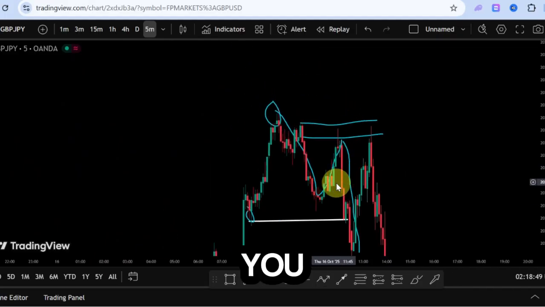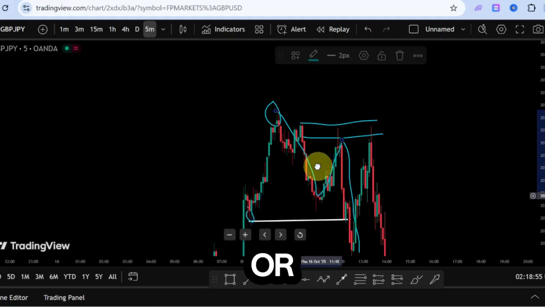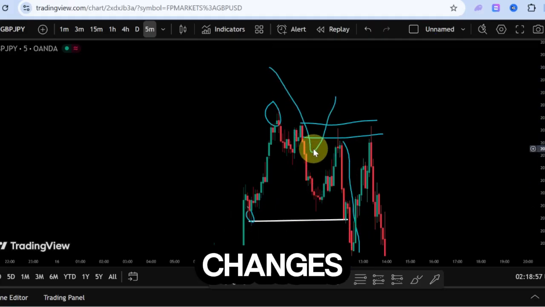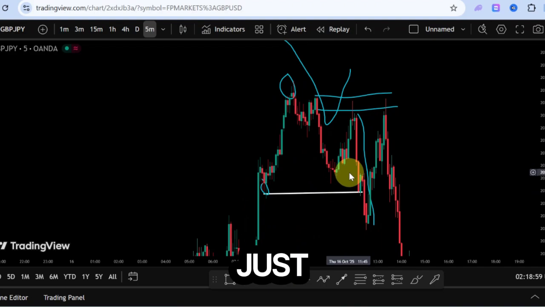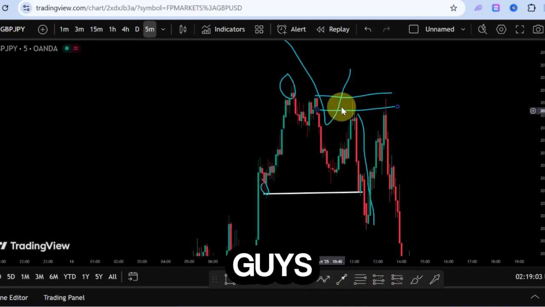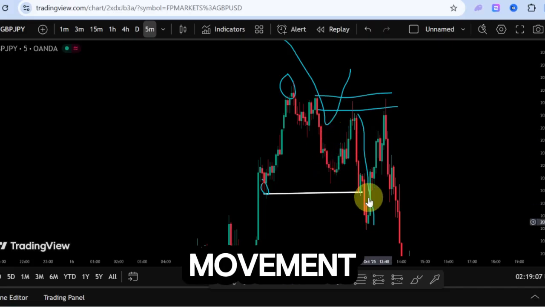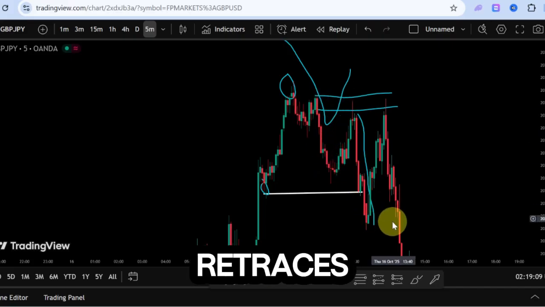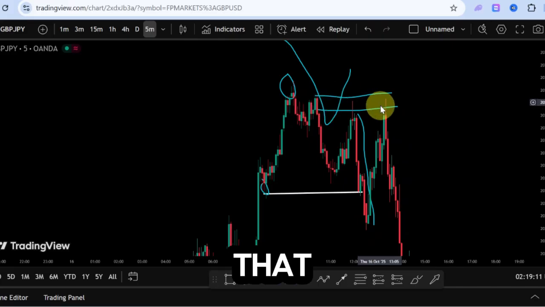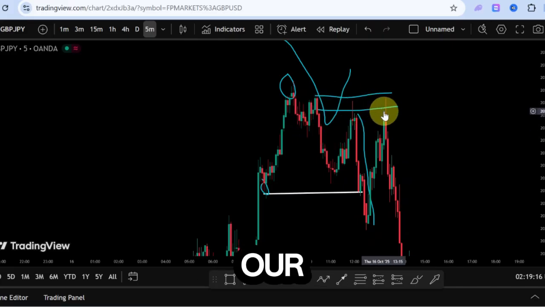So to trade this, all you need to do is identify the order block when price breaks structure to the downward side, or when the market price changes direction. Just simply go and identify the order block or the fair value gap that creates this particular downward movement, as you can see in the previous one. When price retraces back to this particular place, the fair value gap or the order block, from this place we can take our entry.